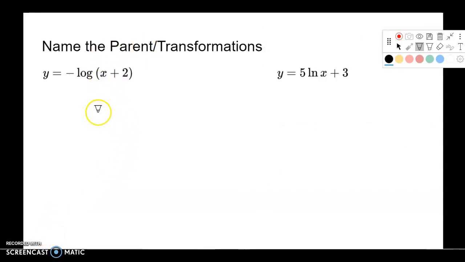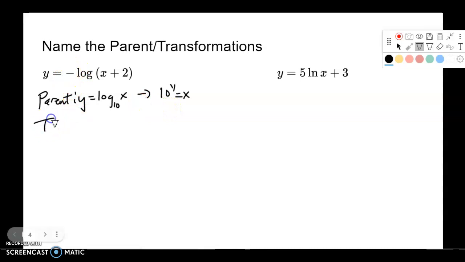and see some transformations. So first thing I want you to do is to name the parent graph and then tell me the transformation. So for this first graph, the parent is y equals log of x. Now, if you remember, if there's no base on a log, it's base 10, right? It's understood to be base 10, okay? If you converted this to exponential form, you would get 10 to the y equals x. That's where you get your key points from, as well as your vertical asymptote starting at x equals 0. But I'm interested right now in the transformations.